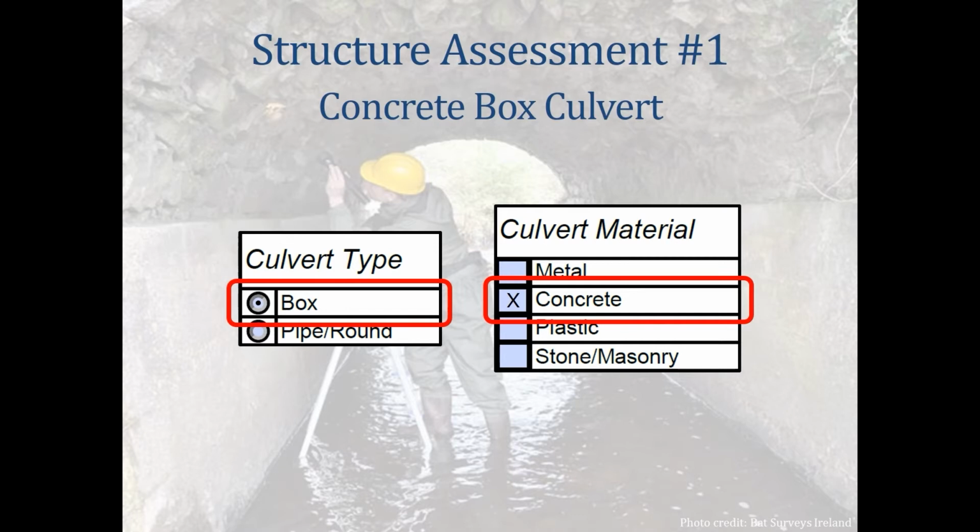Structure assessment number 1 is a concrete box culvert over 1,000 feet long. This culvert carries a stream under 8 lanes of interstate as well as on and off ramps. The culvert begins as a single concrete box culvert, but transitions to a Y-shaped culvert midway through, with one side continuing as a single box and the other continuing as a concrete pipe culvert.